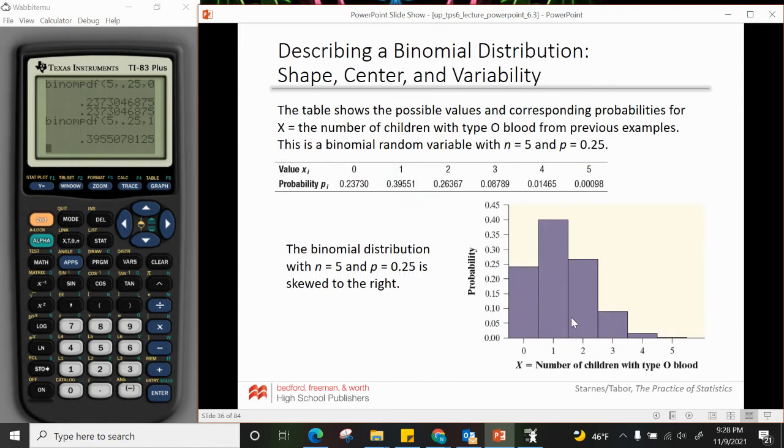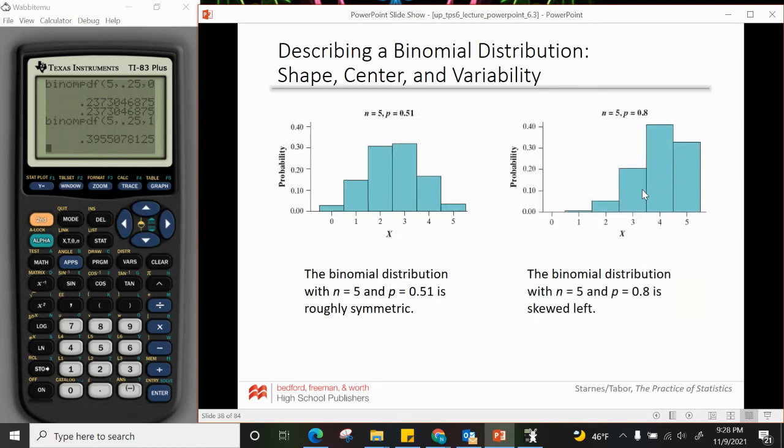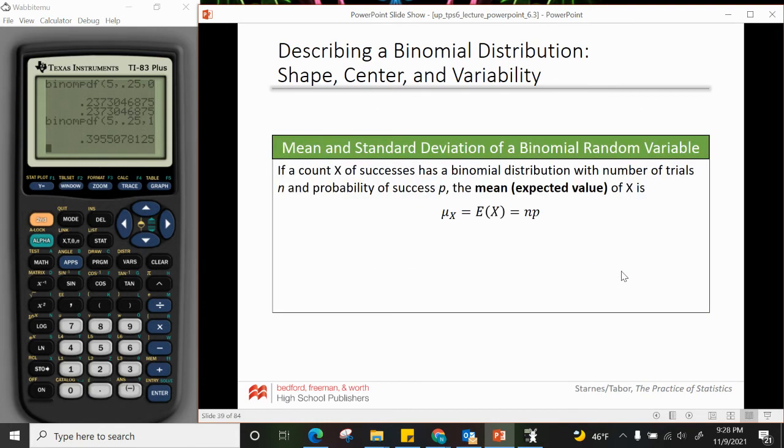Here's the mean, right? The mean's probably somewhere between 1 and 2 here. Here it's closer to 2 to 3. And now it gets shifted back down to 3 or 4. So the way to find your mean, actually, if you know it's binomial, this is super important. It only works if it's a binomial situation. If it's binomial, the mean or the expected value is just n times p.